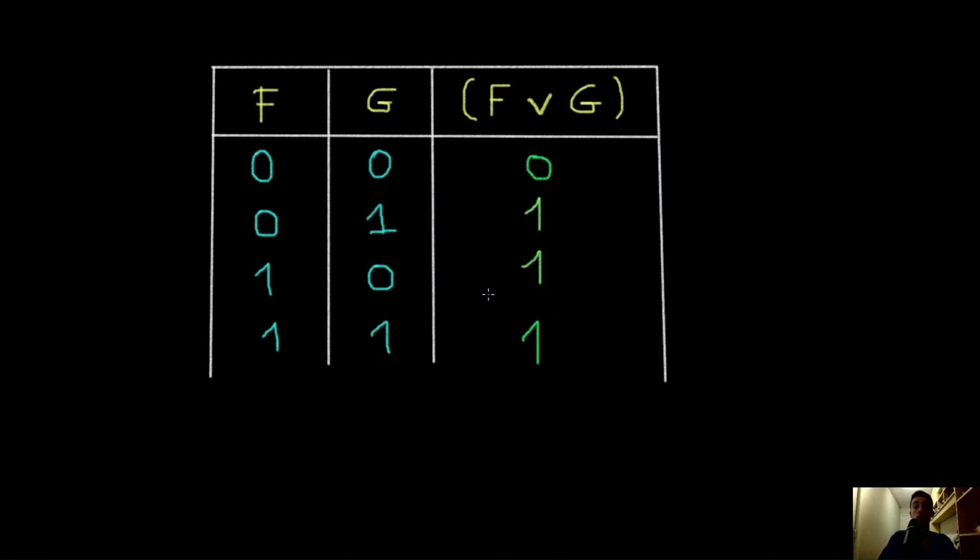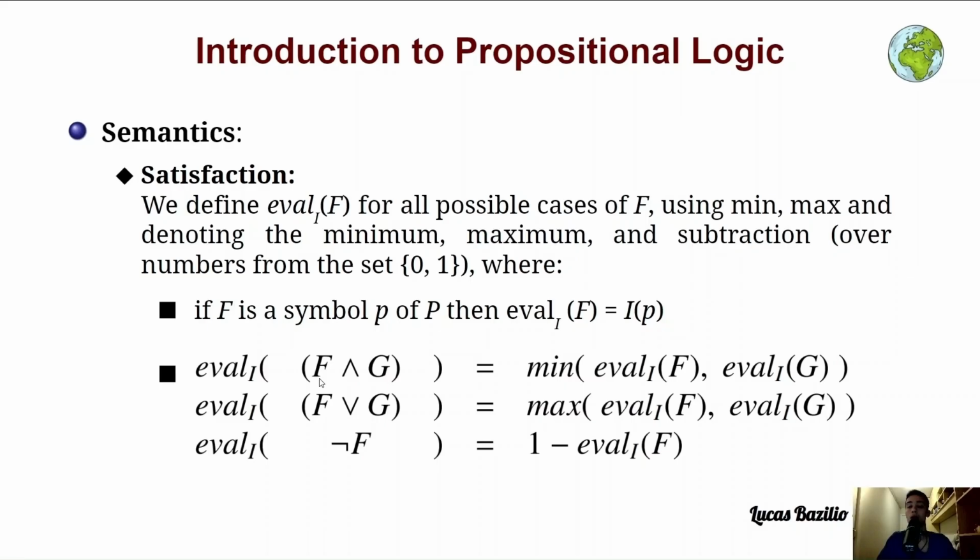And so, if we ask again, what is this truth table? Well, this is precisely the function maximum between the evaluation of these two formulas, f and g. If we compute the maximum of 0 and 0, the maximum is 0, the maximum between 0 and 1 is 1, the maximum between 1 and 0 is 1, and the maximum between 1 and 1 is 1. And so this is the reason that to evaluate a disjunction, we compute the maximum between both evaluations.